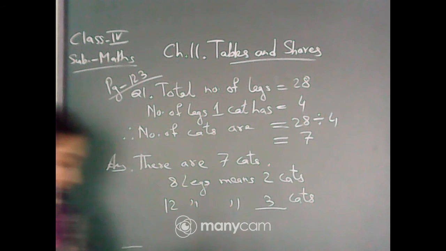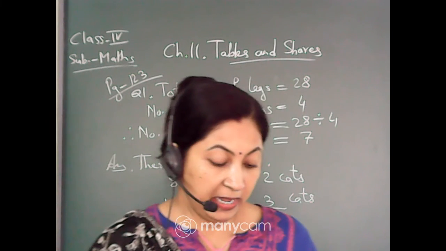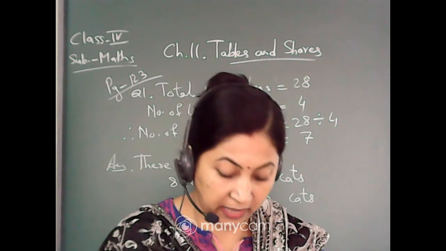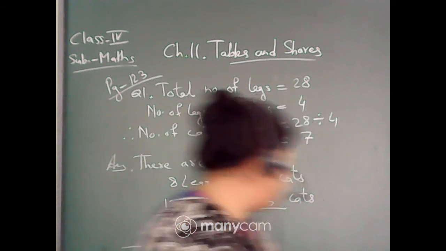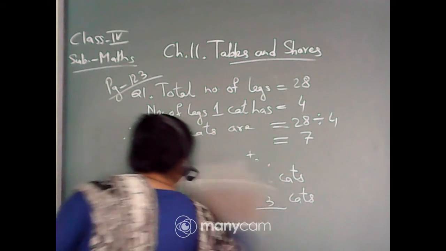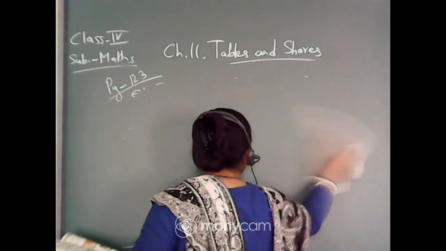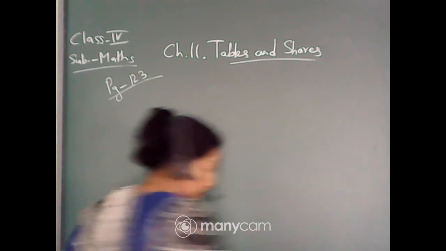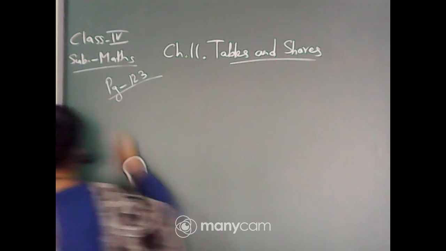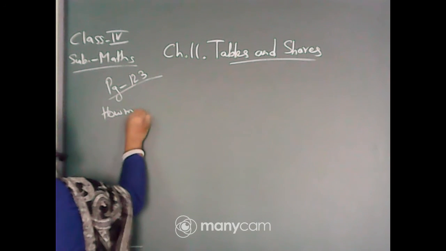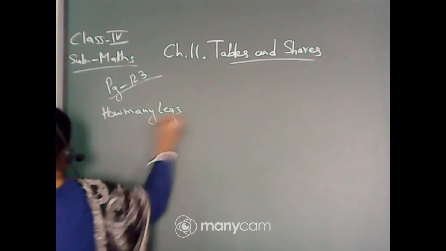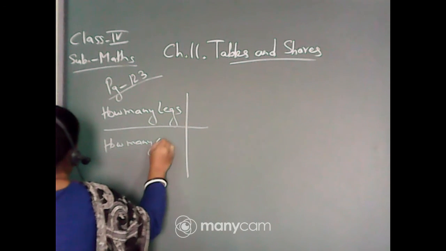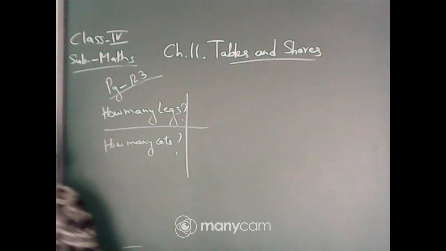Now the next column. See, in the next column it is given how many legs and how many cats. That you will do in the book, okay? It is given how many legs and how many cats. You have to find it out, okay?